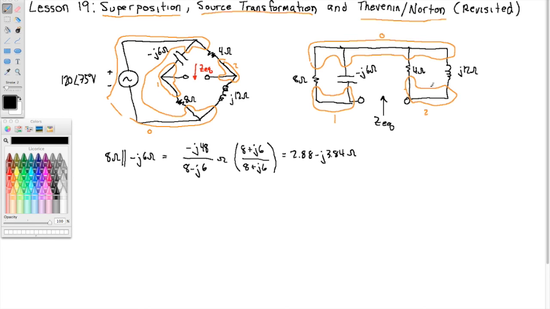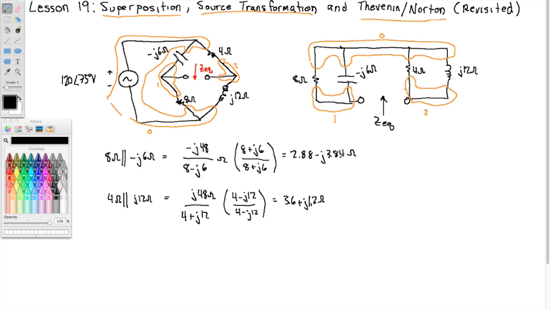Now if we look on the right, similarly, we've got the 4 ohm in parallel with the J12 ohm. So I can do the product over the sum. That gives me J48 ohms divided by 4 plus J12. If I multiply by the complex conjugate of the denominator over the complex conjugate of the denominator, I can simplify this to 3.6 plus J1.2 ohms.